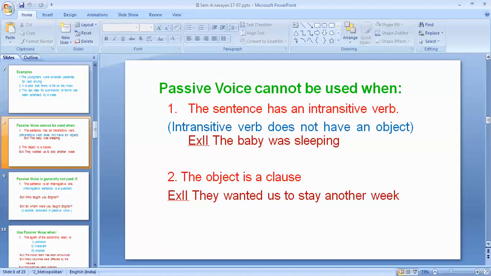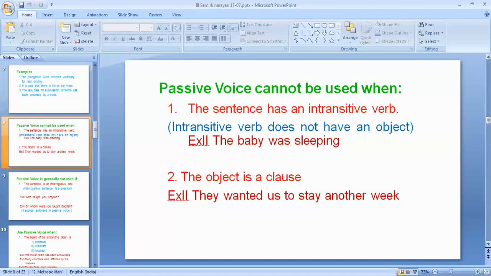So what is the action? One verb, wanted. Who wanted? They wanted. So the doer of the action, the subject, the agent in the sentence is they. Wanted what? We don't have any object, but the clause is: they wanted us to stay another week. It's just a clause. It does not have any clear direct or indirect object. So on such occasions, we cannot use passive voice.